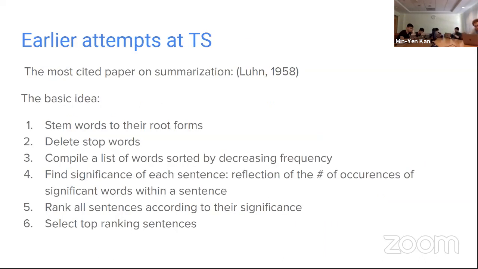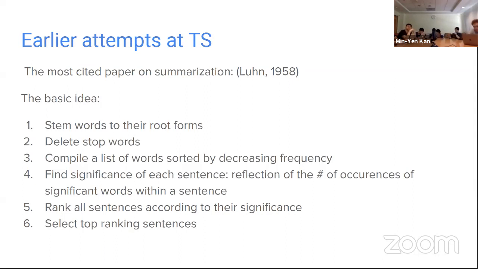Now I'll just go through some earlier attempts at TS, which are quite early. This is actually the most cited paper on summarization, and it's from 1958. When you see the idea, you will probably want to have been a researcher at that time because it's quite basic. It consists of 6 basic steps.